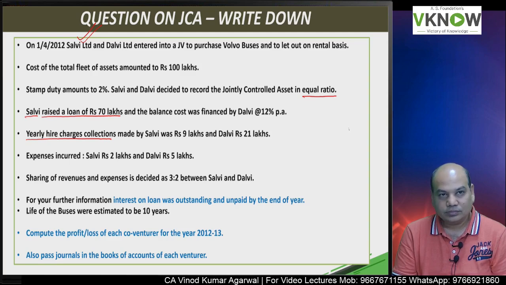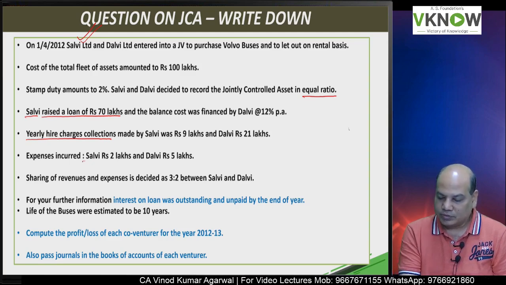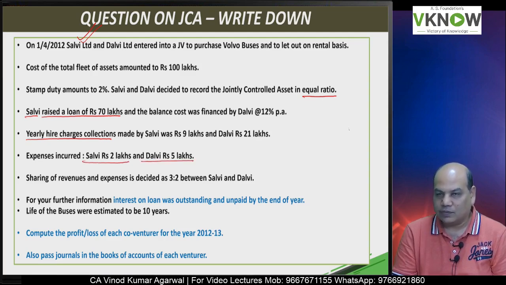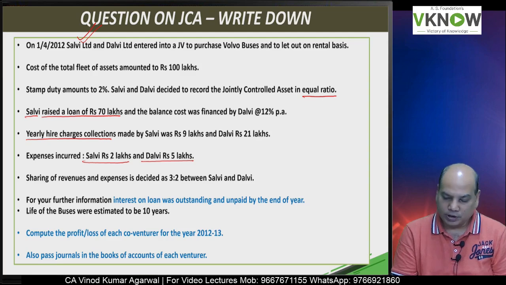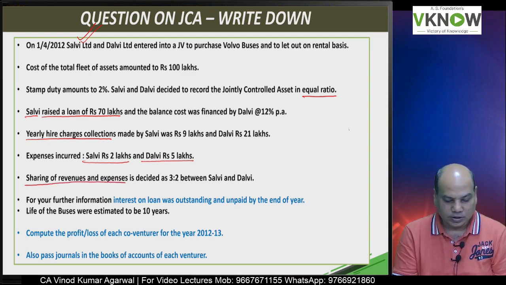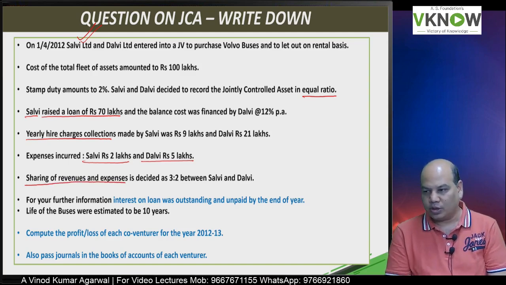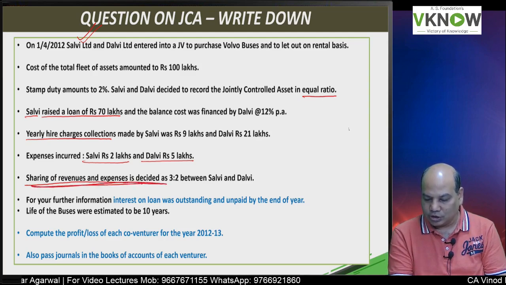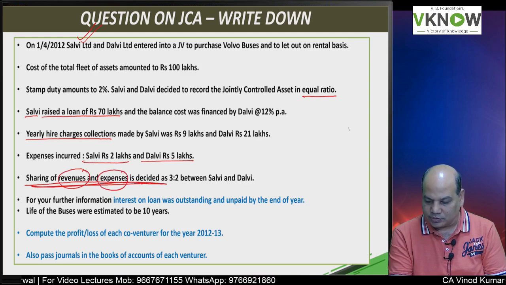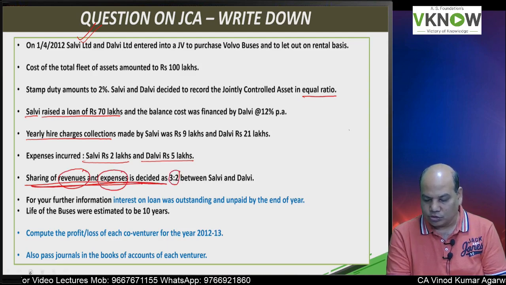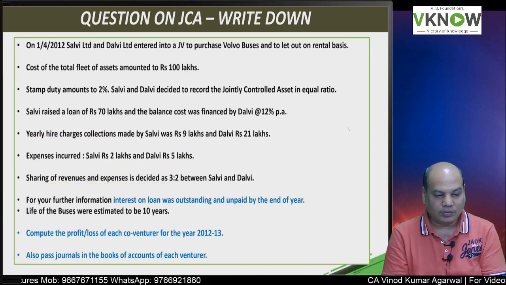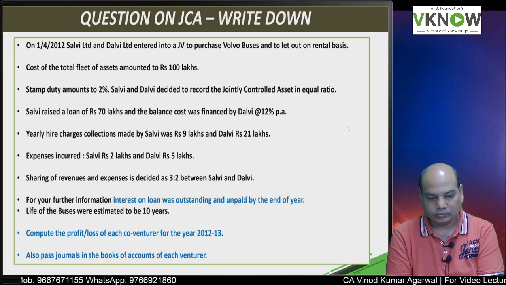Expenses incurred: Salvi rupees 2 lakh and Dalvi rupees 5 lakh. Sharing of revenue and expenses is decided as 3:2 between Salvi and Dalvi.